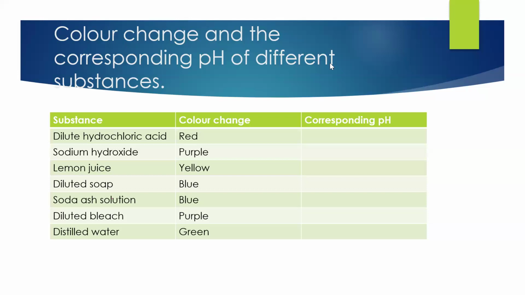Then distilled water. Let's hear from Liz. 2. Green is 7. 7, very good. So it's neutral. Thank you all for your contributions in the chat. Okay, so when the slides are sent in, you can as well write for yourself the corresponding pH values. And of course, we can notice which ones are acids in this table.